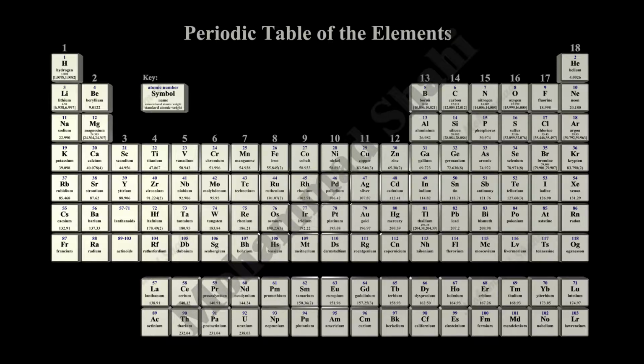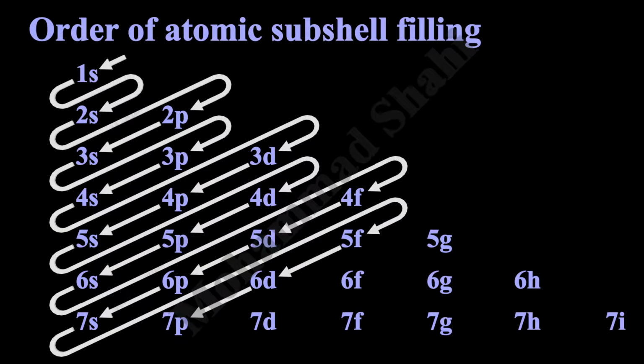In such discussions, it is stated that the general order by which atomic subshells are filled or occupied by electrons is as follows. First, the 1s subshell is filled, then 2s, then 2p, then 3s, then 3p, then 4s, then 3d, then 4p, and so on up to the 7p subshell.